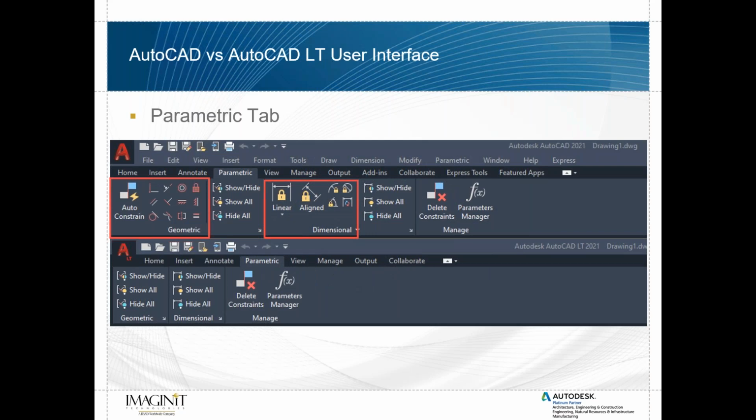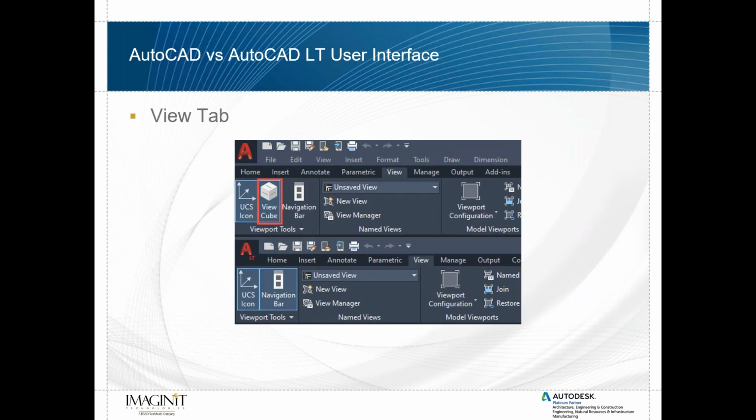You have parametric modeling. So you have some parametric information in AutoCAD LT. Basically, it's to delete the constraints or hide or show them. But you can actually do parametric modeling inside full AutoCAD.